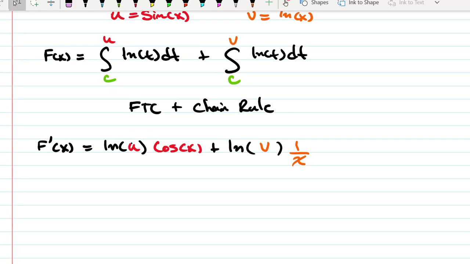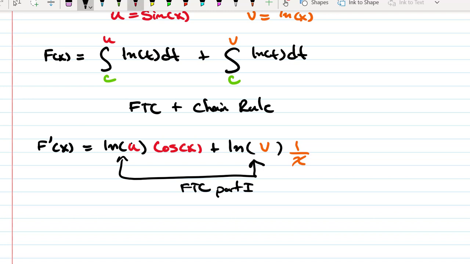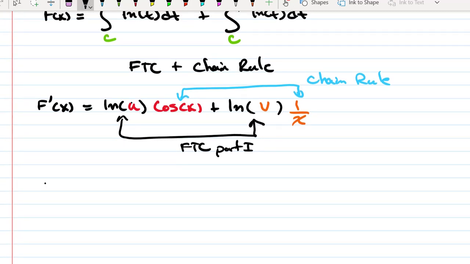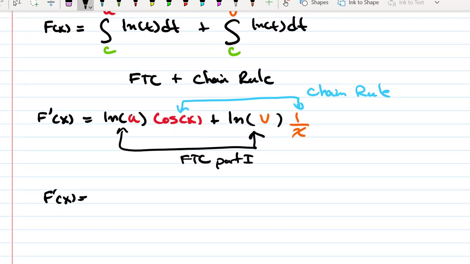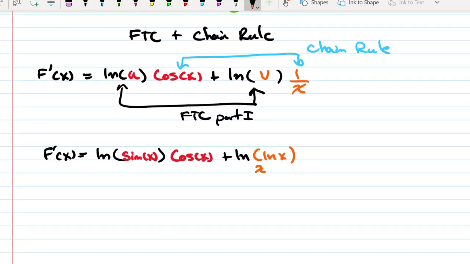So these parts right here are FTC part 1, and these two guys come from the chain rule. Because it's df du, du dx, df dv, dv dx, and then we finally back substitute everything out, and we get f prime of x is equal to the natural logarithm of the sine of x, because u was sine x, times cosine x, plus the natural logarithm of the natural logarithm of x, because v is ln x, times 1 over x, which will give us this. And that would be our f prime.